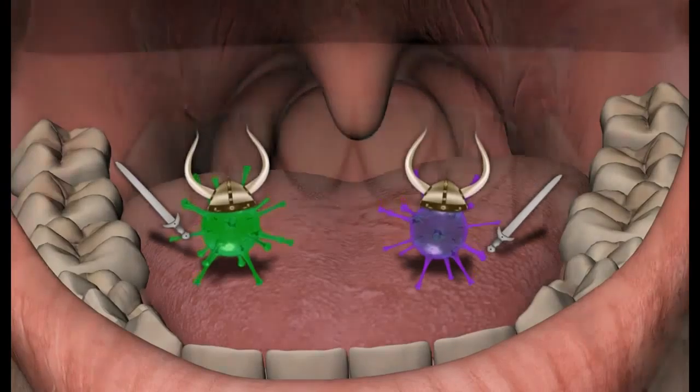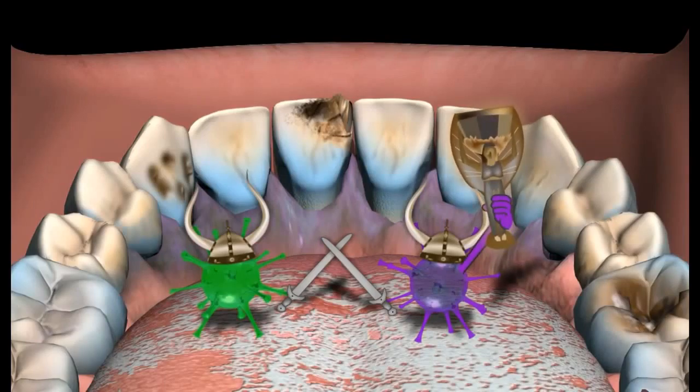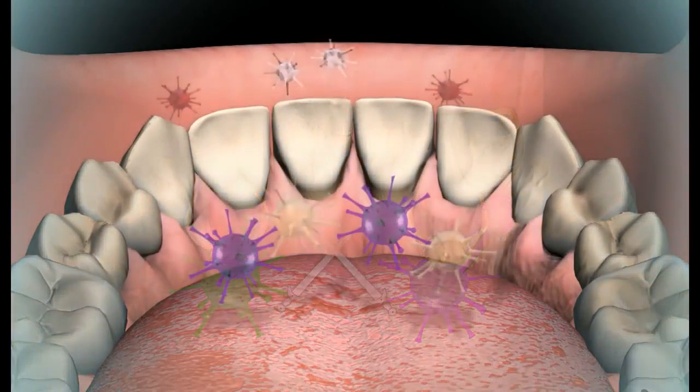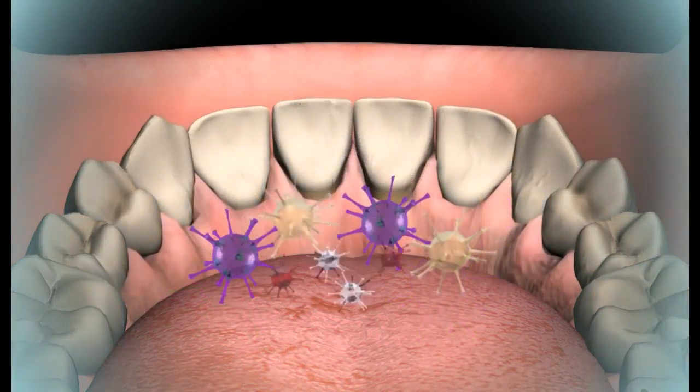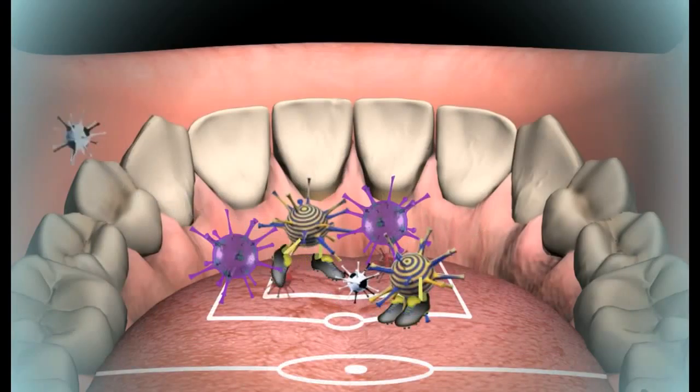Sometimes bacteria and hosts struggle in a fight for dominance. Doctors call such germs opportunists. If the host is damaged by bacterial dominance, meaning the bacteria is winning, these germs are then referred to as pathogens.